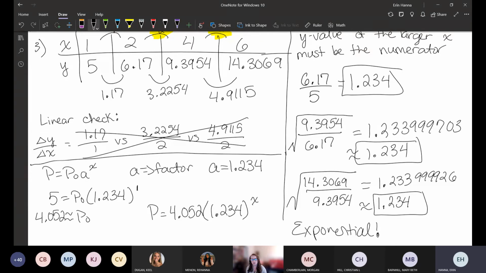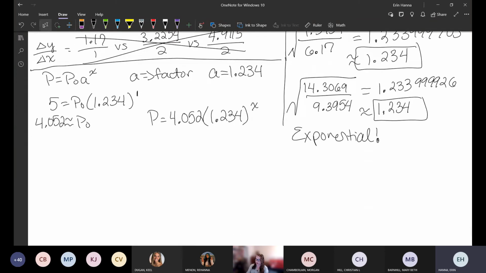So linear has a constant slope, constant change in y over change in x. Exponential has a constant factor, which is the ratio of the y values, sometimes with a root on it. So if your x values are not consecutive, your x values increase by more than 1, you need to take a root. If it's an increase of 2, it's a square root. If it's an increase of 7, it's the 7th root.